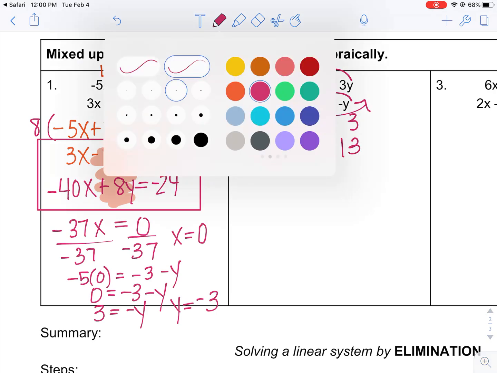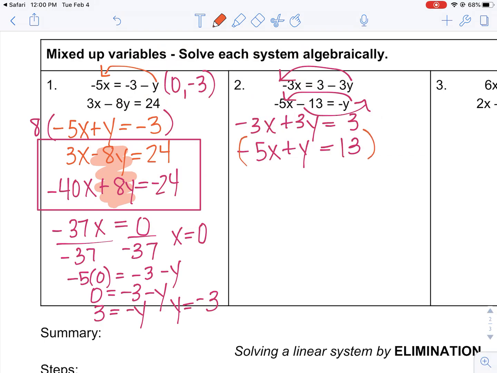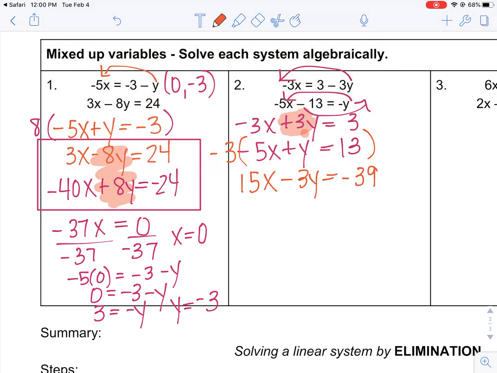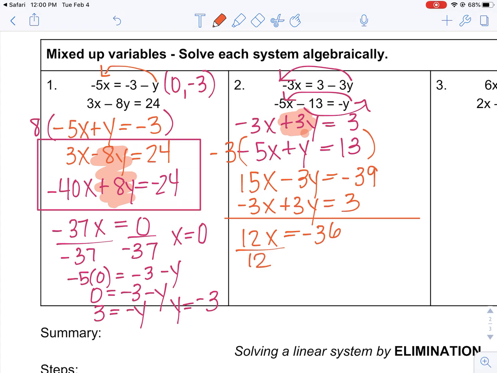And again, I can see that it's much easier to multiply this bottom equation by negative 3 if I have a positive 3y right here. So that leaves me with 15x minus 3y equals negative 39. And I'm going to rewrite the equation below it so that it doesn't look as confusing. So the original was negative 3x plus 3y equals 3. And then I'm going to put these two together. So that gives me 12x. Those go to 0. This goes to negative 36. And notice my numbers are fairly user-friendly.